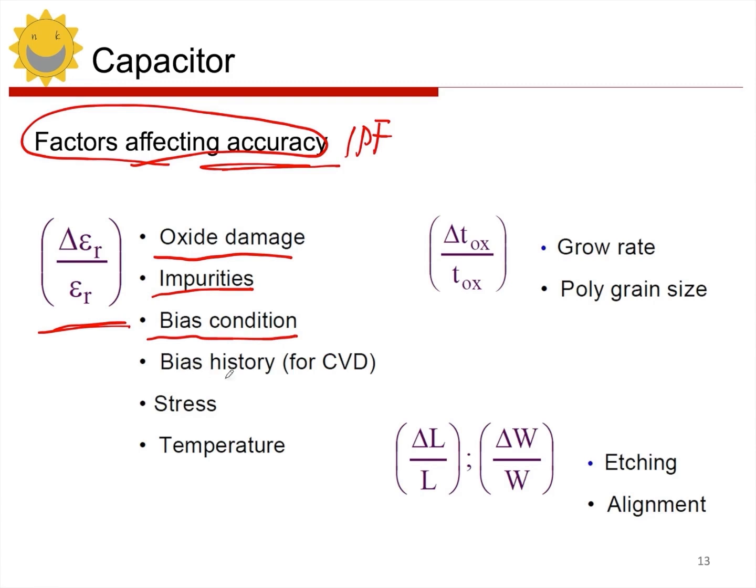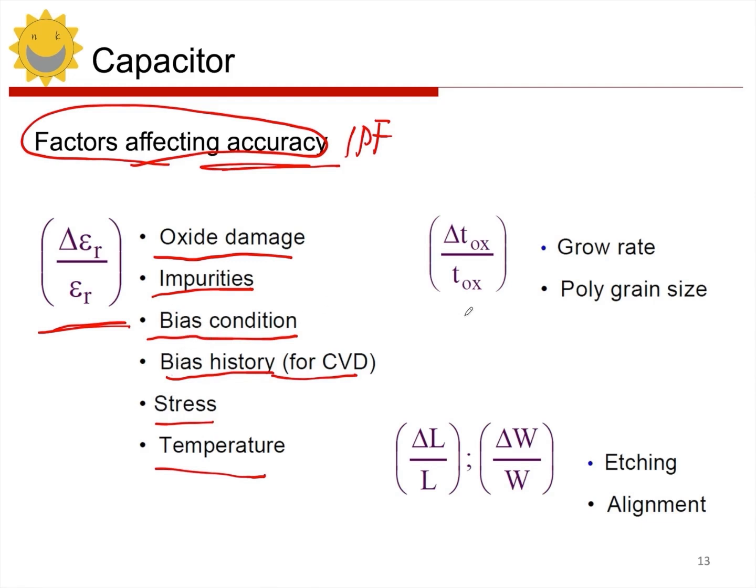Additionally, during the oxidation process, we use chemical vapor deposition, CVD, right? In CVD, we also apply this bias, the electrical bias. This bias will also affect the dielectric constant, right? And then there's stress and temperature, right? All these factors can influence the dielectric constant, specifically the relative permittivity, which is part of the dielectric constant.